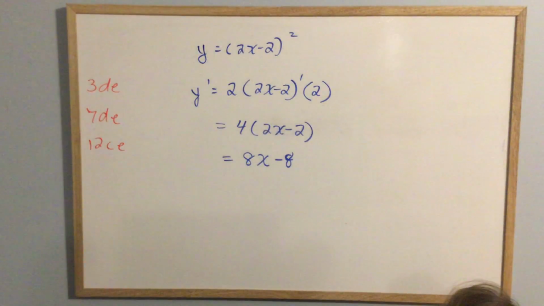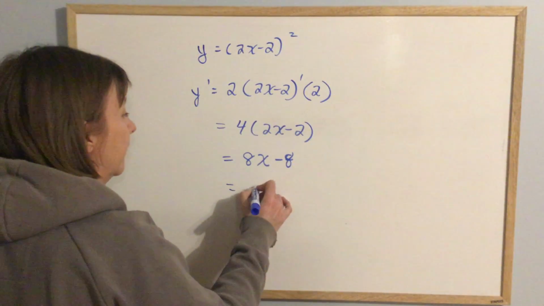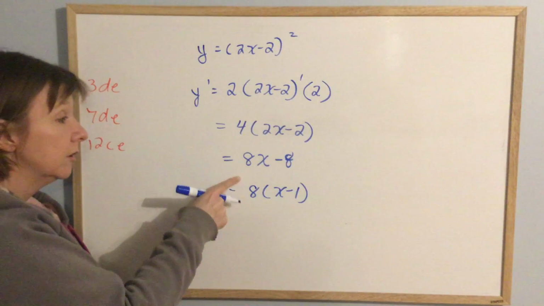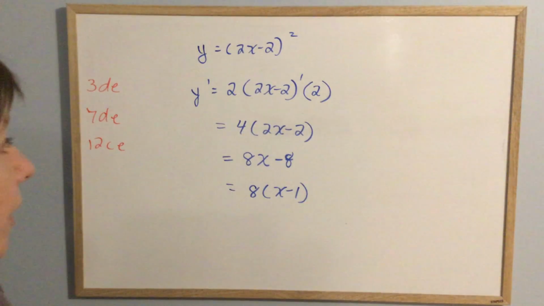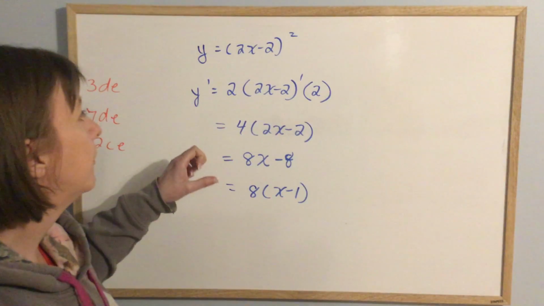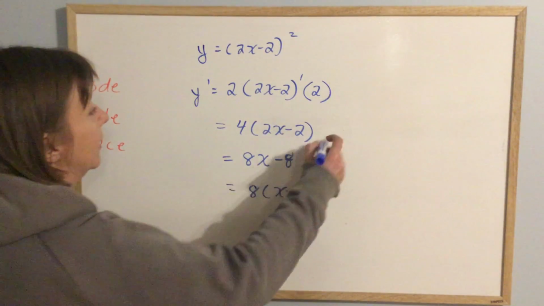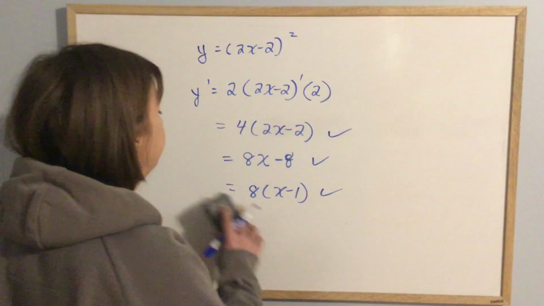Back of the book for 3D takes out a common factor here and does 8 times x minus 1. If you left it here, here, or here, I'd be happy with that. Really, all I want is you simplifying it a bit, but I'm more concerned with can you do the chain rule. So yes, or yes, or yes. All good. All right?